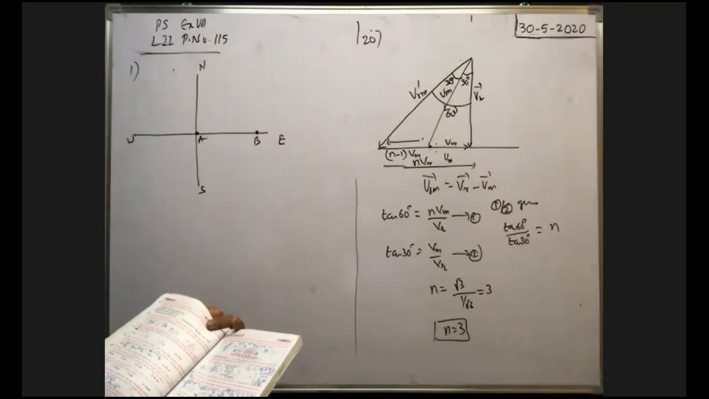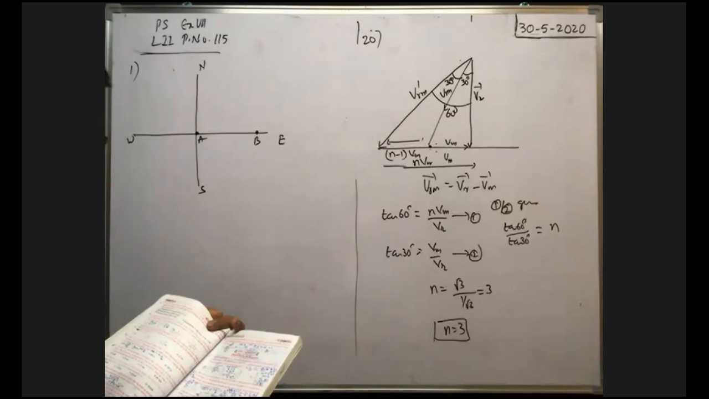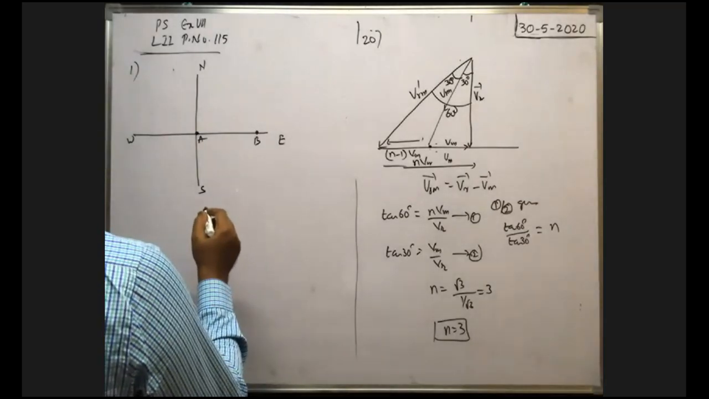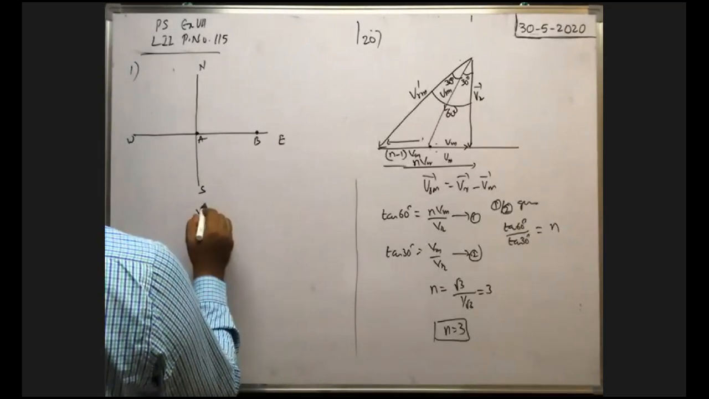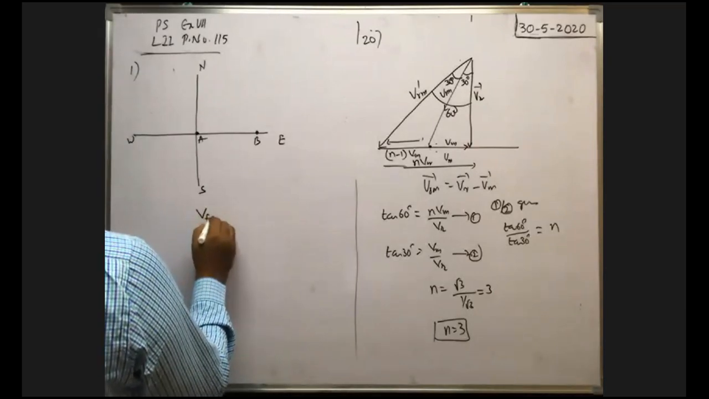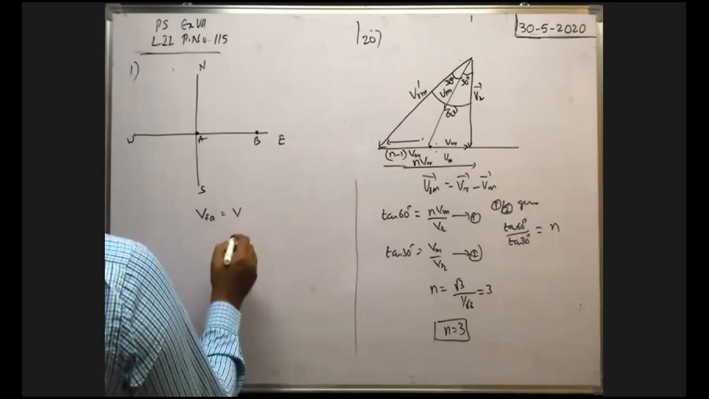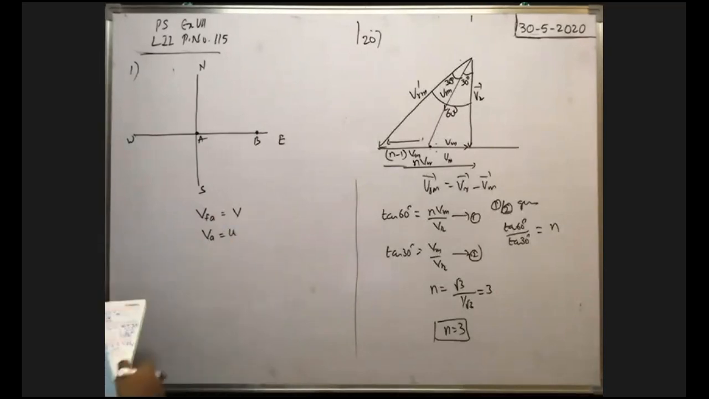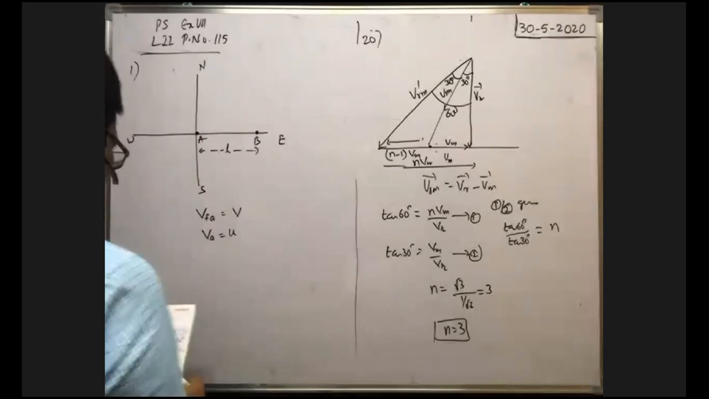The velocity of the aeroplane in still air is v, and velocity of air relative to the ground is u. So here velocity of the aeroplane in still air, that means velocity of the aeroplane with respect to air, is given as v. Velocity of the air with respect to ground, Va, is given as u. The distance between A and B, that is L, is given.